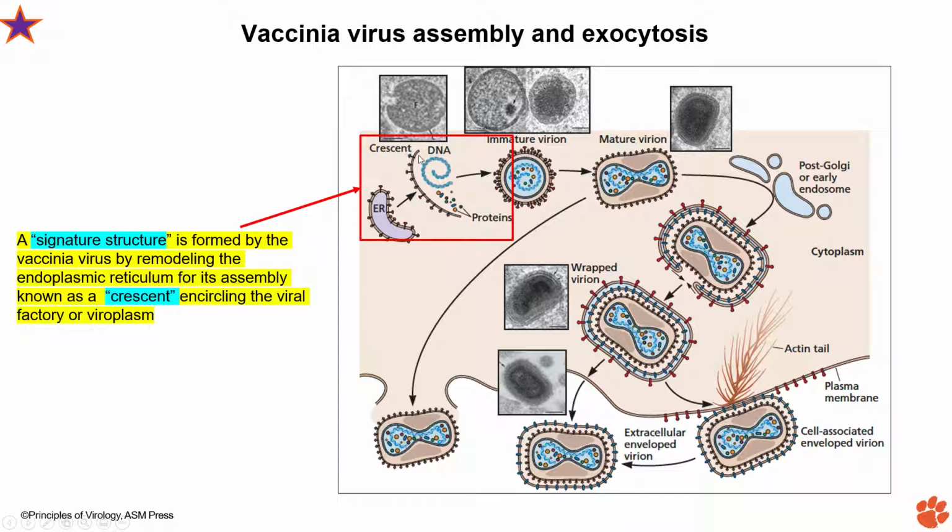So this crescent, this word is the important one. And you may be asked which of the following structures is formed by the vaccinia virus from the remodeling of the endoplasmic reticulum. So this is the crescent.